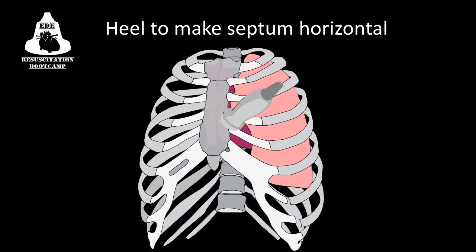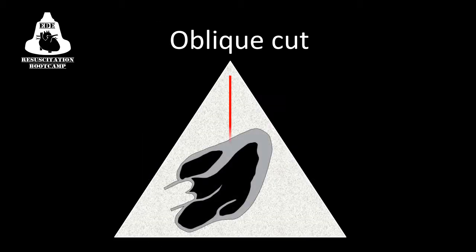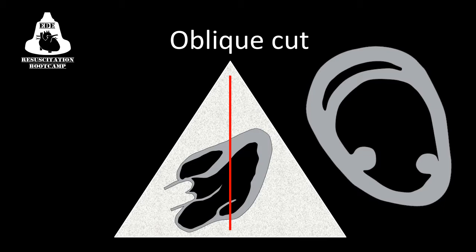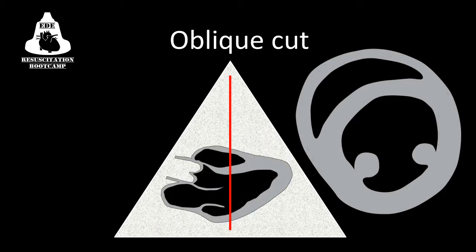Heeling the probe will make the septum more horizontal. If the septum remains too vertical, consider sliding the probe a little more cephalad to another rib space and trying to get another parasternal long image, and then try heeling again. If the septum is not vertical when you rotate the probe, the parasternal short view will have an oblong shape instead of the nice circular appearance that we are looking for.